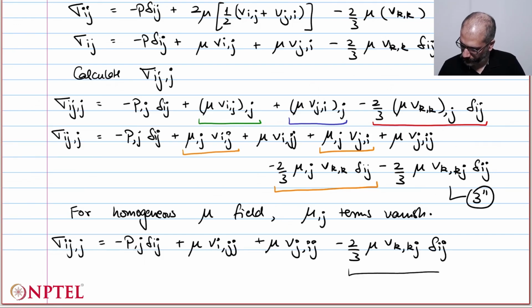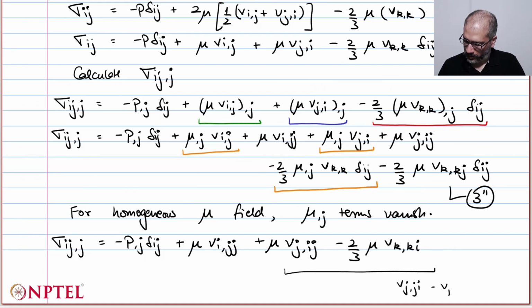And in fact, in this term, we can apply the substitution property of delta, and that will get rid of the j here. So I can remove this and I can call this i here. And then if you look at these two terms, in the second one we have vk comma ki. So I can write that as vj comma ji, which is also the same as vj comma ij. So we can see that it's the same as this term.